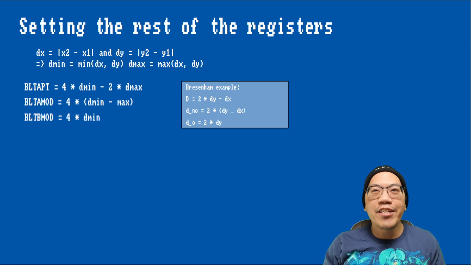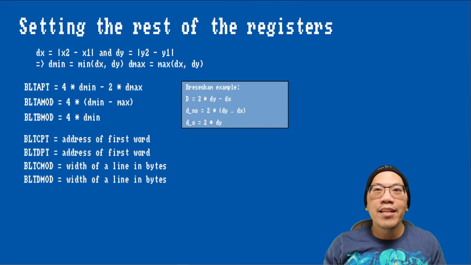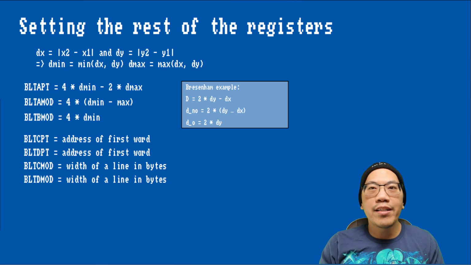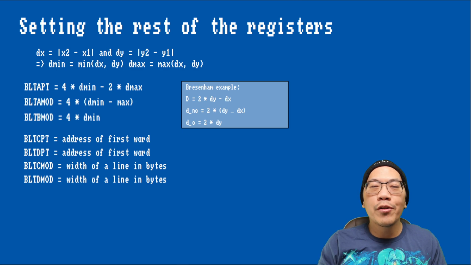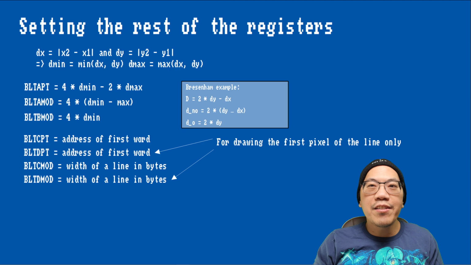Next, we specify the destination area. For this, we set the word address the first pixel of our line is located at into the blit C pointer and blit D pointer registers, and the width of the bit plane into the blit C mod and blit D mod registers. You might wonder why we have to specify the destination twice, and it seems like the hardware reference manual does not explain that. It turns out that blit D pointer only applies to the first pixel of the line, and we could point that register to some empty memory so that the first pixel does not get drawn. There are cases where this could make sense, and there are various online discussions you can consult if you want to know more about that.